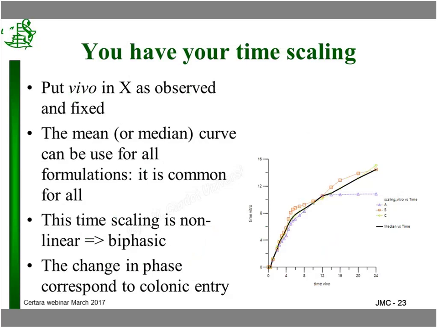Now you have your time scaling. You put in vivo in X for the time scaling and in vitro on the Y. I have three curves, A, B, and C. What I am going to use? I'm going to use either the mean curve of my time scaling or the median curve, but I am going to use the same time scaling for my three formulations, A, B, and C, and I am not going to modify the time scaling depending on the formulation.